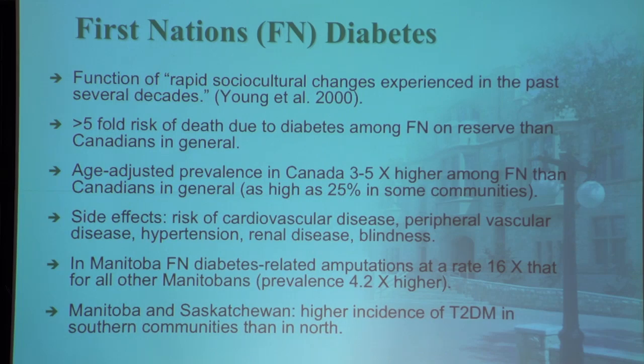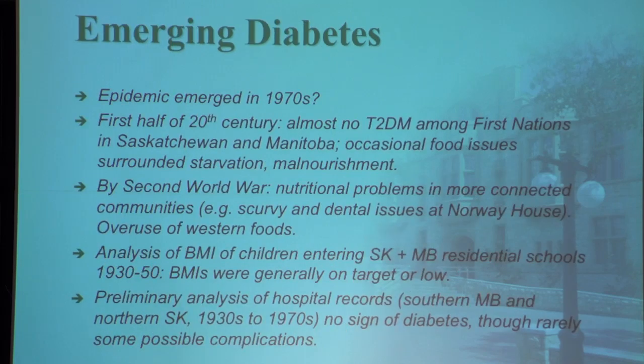One of them was Island Lake, which I did my postdoc on. So an epidemic emerged probably in the 1970s, certainly since the 1980s, but in the 1970s in Canada, first half of the 20th century, almost no type 2 diabetes among First Nations in Saskatchewan and Manitoba. Changes in lifestyle that were kind of dictated by the government, by churches, in terms of policy decisions, sending people to residential schools, forcing them off the land, doing all sorts of things like that that had inadvertent side effects, and one of those was the rise of diabetes.